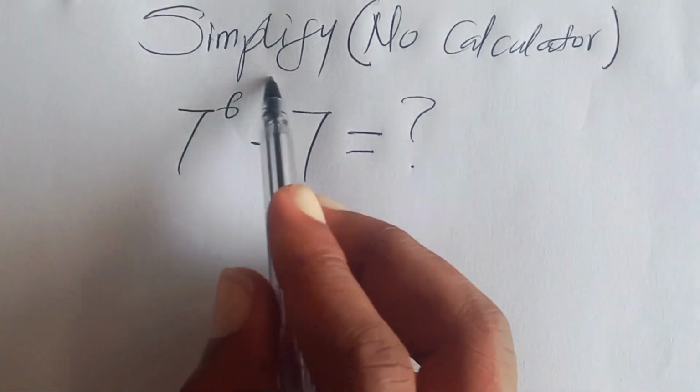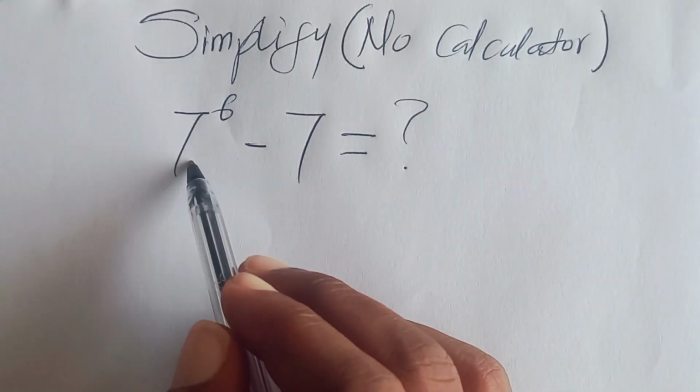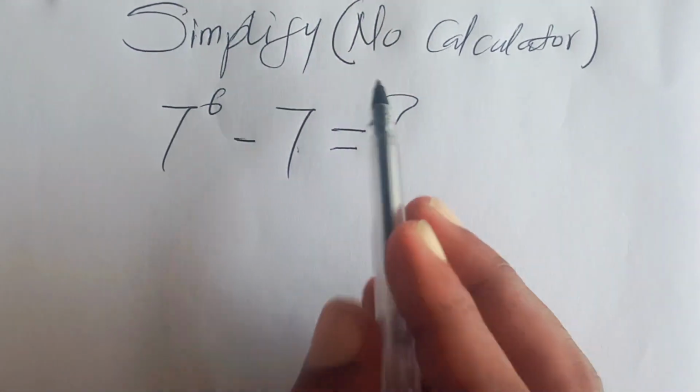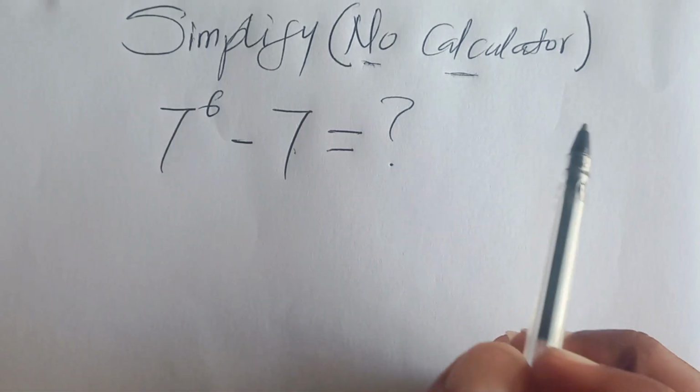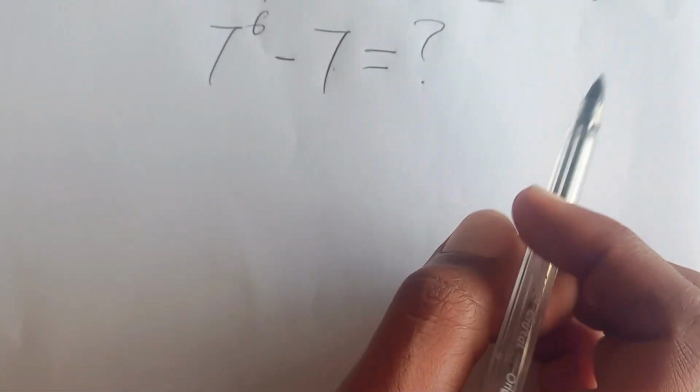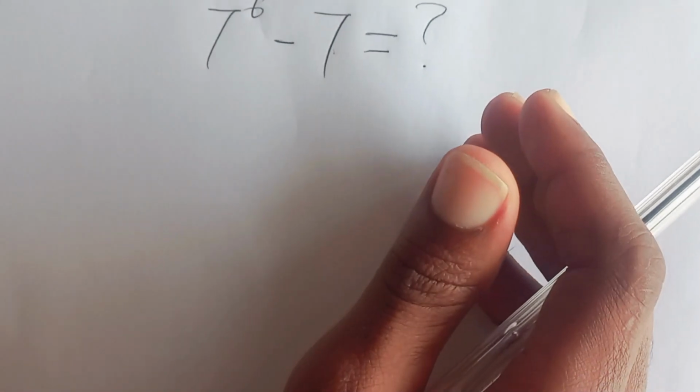So we have to simplify 7 exponent 6 minus 7. Remember, we are not to use a calculator. Okay, we are not supposed to use a calculator. So let's try this method.